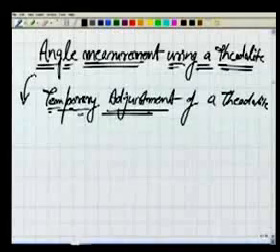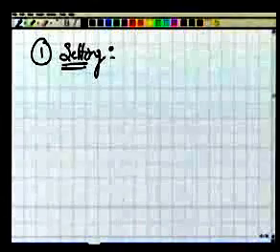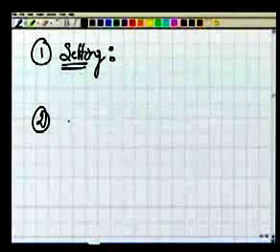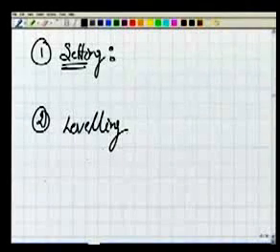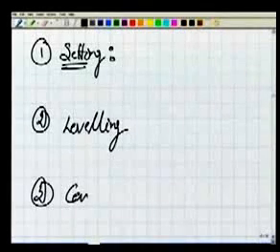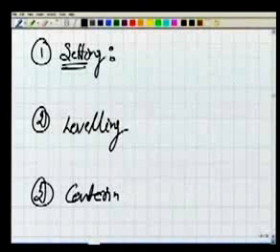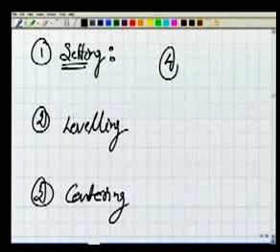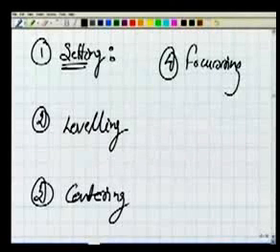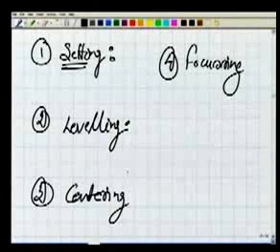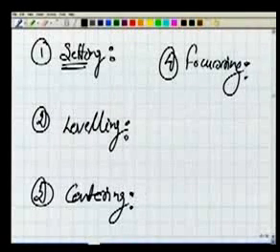Now what these temporary adjustments are: we'll start with number 1, setting. Number 2 will be leveling. Number 3 will be centering. And number 4, focusing. We'll now look into these one by one.